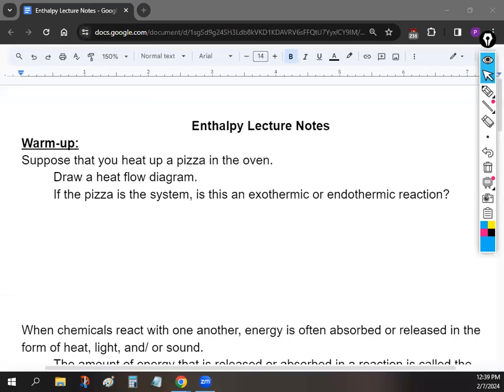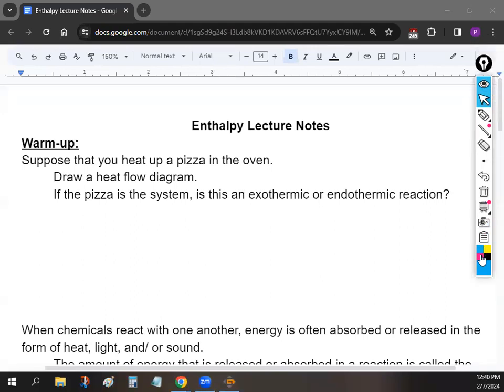All right, so last time we met, we talked about how to draw a heat diagram. So we're going to do a pretty easy one before we start, just to refresh our memory. Okay, so here we got a pizza in an oven. So let's say that we have a pizza. So I'm going to draw the oven real quick. All right, so what we're going to do is we're going to really quickly draw this scenario.